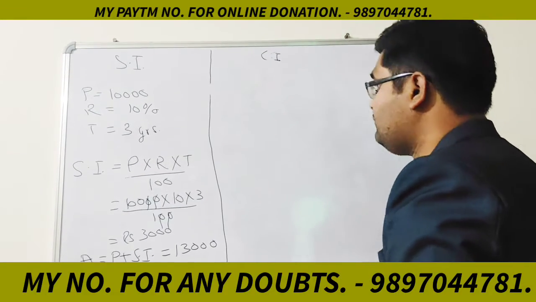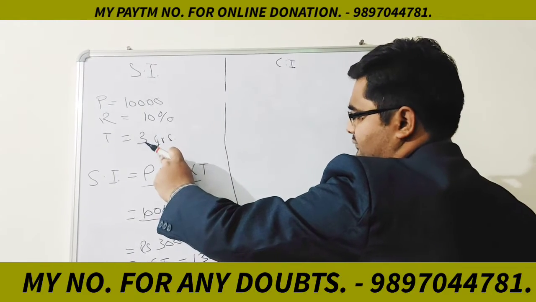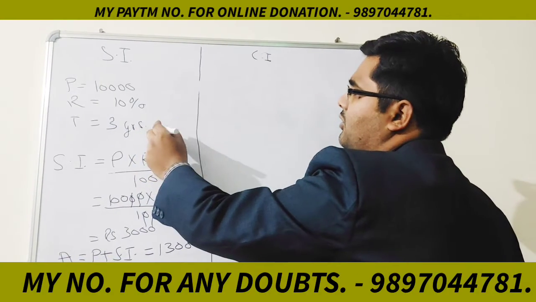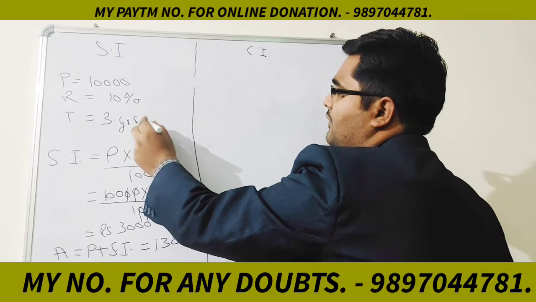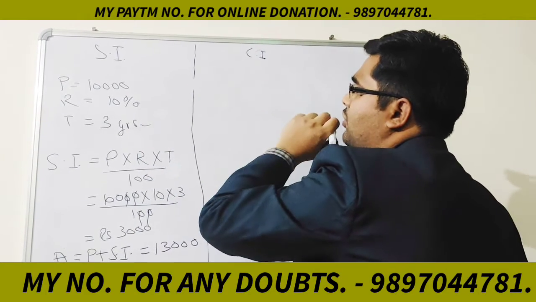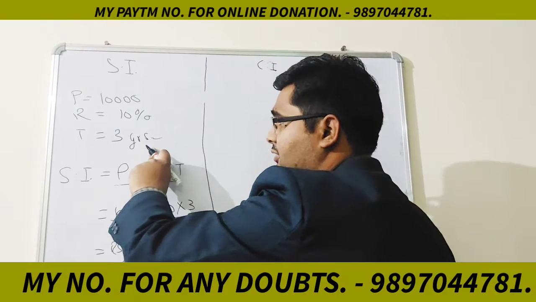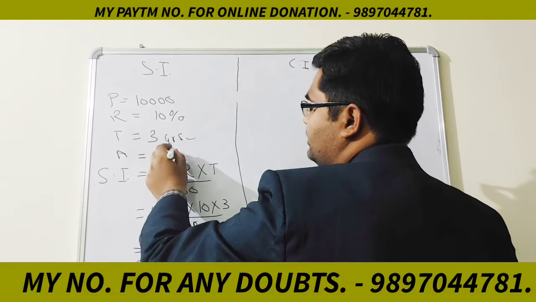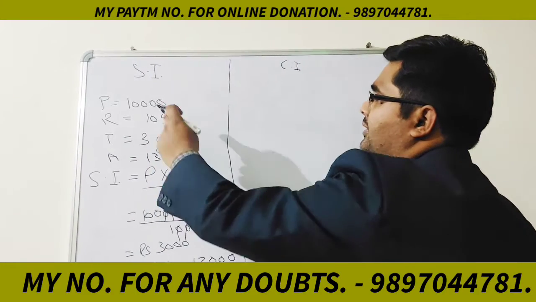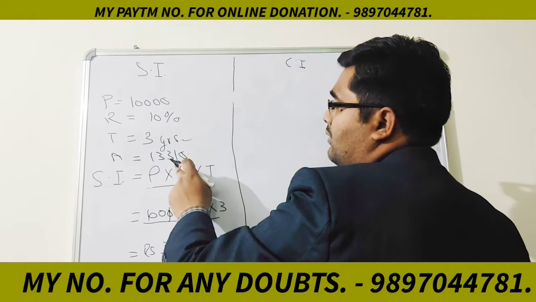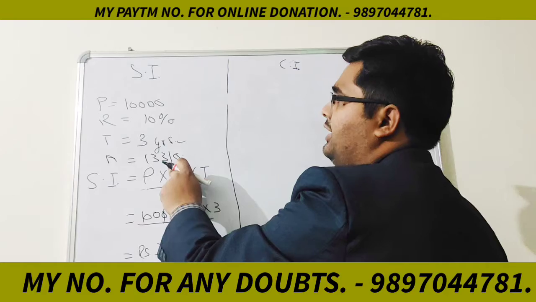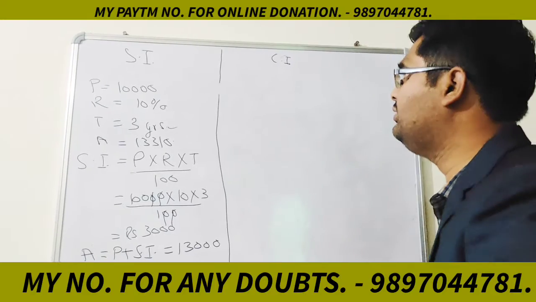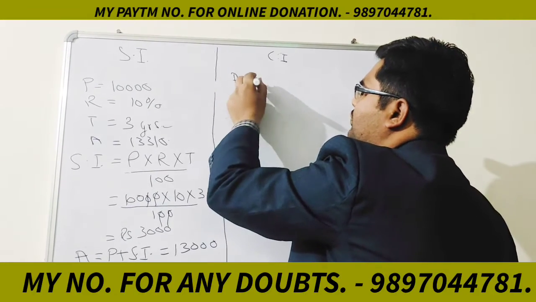Now here everything is given, but in some cases everything is not given. You have to calculate time. This is not given. So first, in place of this, they will give you amount equals 13,310. Meaning this 10,000 becomes 13,310 at 10% rate of interest. Calculate the time. So how will you do this?